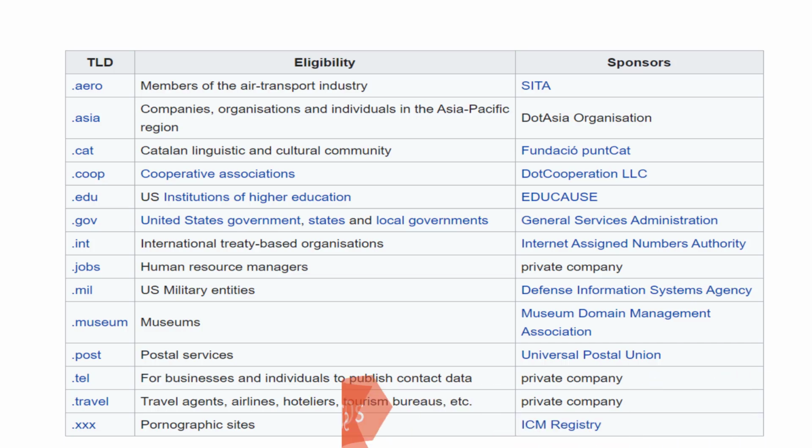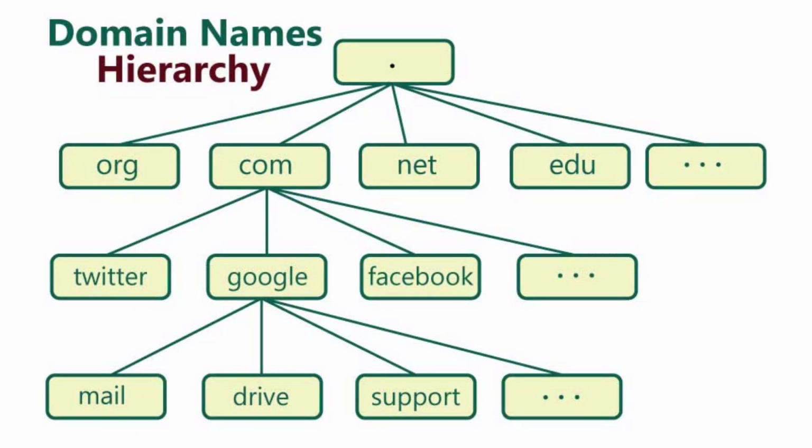If you create a DNS hierarchy of a website address, for example drive.google.com, .com remains at the top, Google in the second level and Drive in the third level, which is also a subdomain.